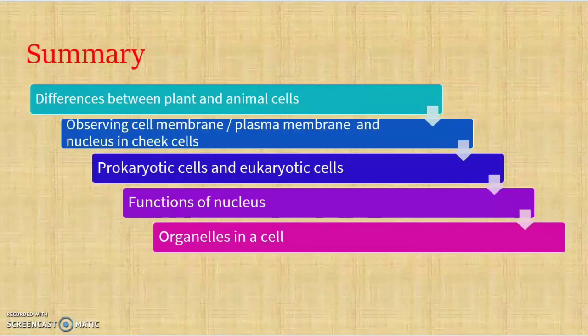You have observed all of them. I am going to summarize what we have learned today. Differences between plant and animal cells, observing the cell membrane or plasma membrane, and also the nucleus in cheek cells with the help of lab activities, prokaryotic cells and eukaryotic cells, functions of the nucleus, and organelles in a cell.